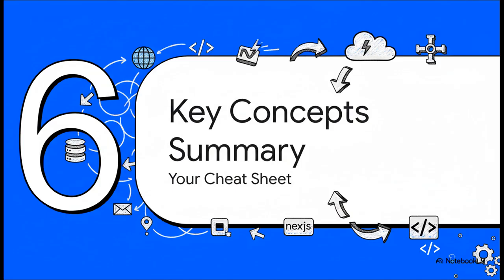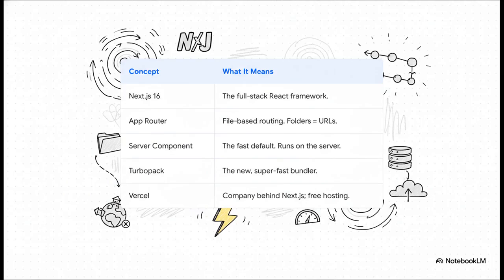Okay, we have covered a lot of ground, from the absolute basics of the web all the way to the cutting-edge features of Next.js 16. So let's bring it all together with a quick summary of the most important takeaways. This slide is basically your cheat sheet. Next.js 16 is the all-in-one framework that handles everything. The app router uses folders to create URLs. Super intuitive. Server components are the new default. They run on the server and they are fast. Turbopack makes development blazingly quick. And Vercel is the company that brings it all together with easy, often free hosting. If you can remember these 5 things, you've grasped the core of the modern web stack.